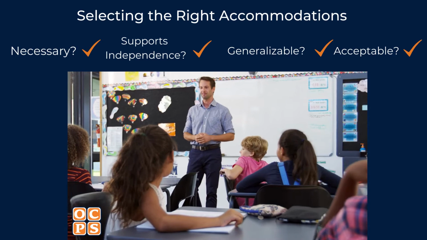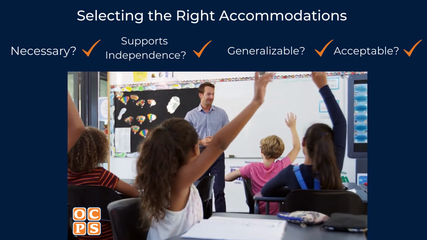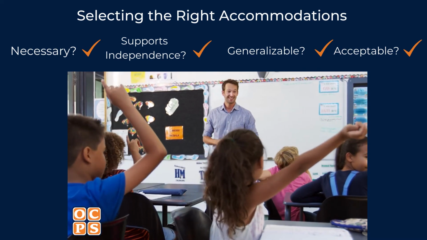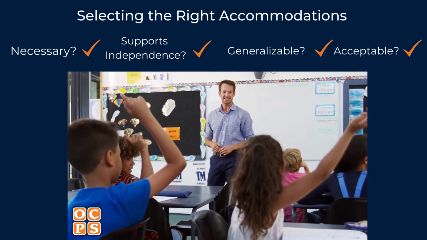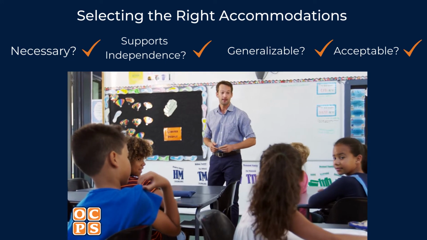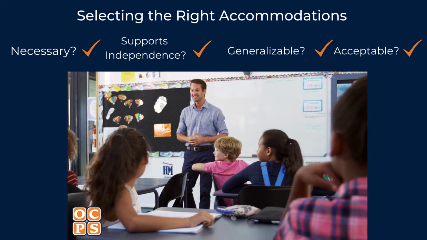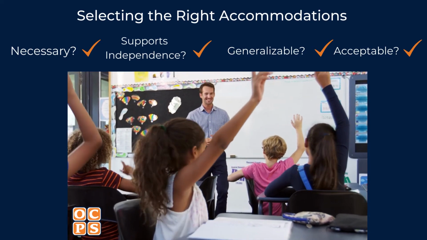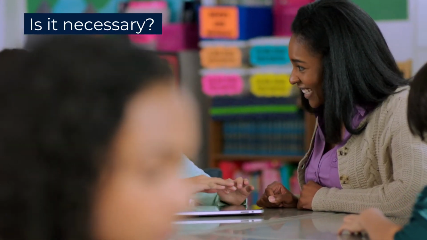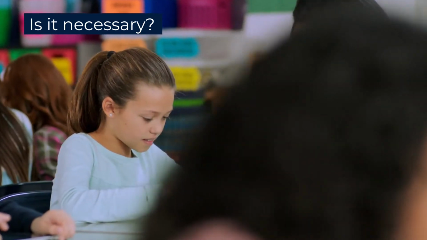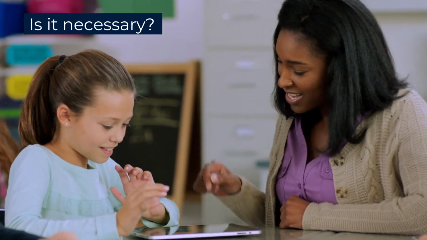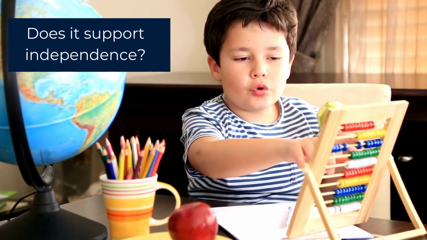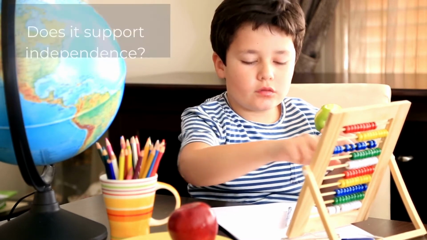It is important to understand that accommodations should not reduce learning expectations or opportunities for the students that are receiving them. When assessing if accommodations are appropriate for the student in need, the team can use the following criteria and questions to consider the potential impact of the accommodation. Is it necessary? Meaning, does the student require the accommodation to perform the task? Does it support independence? Meaning, can the student perform the task more independently with the accommodation?